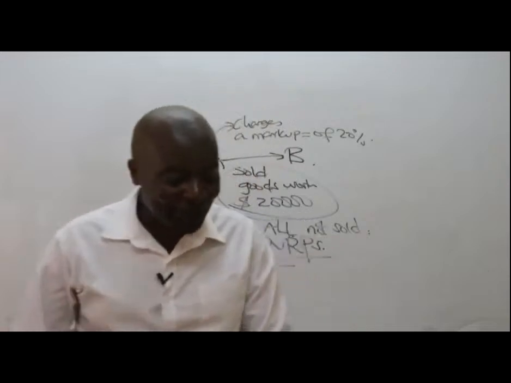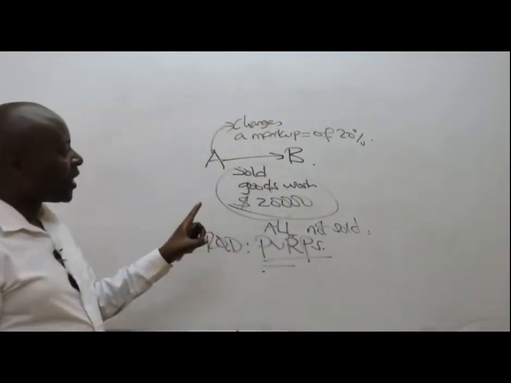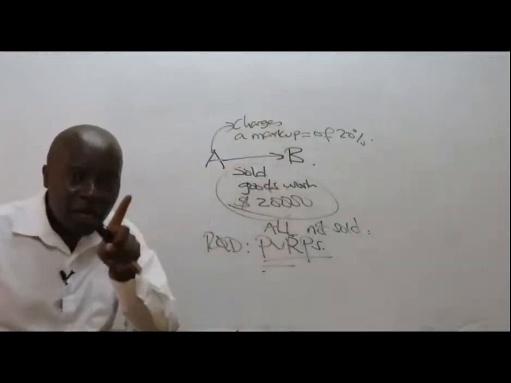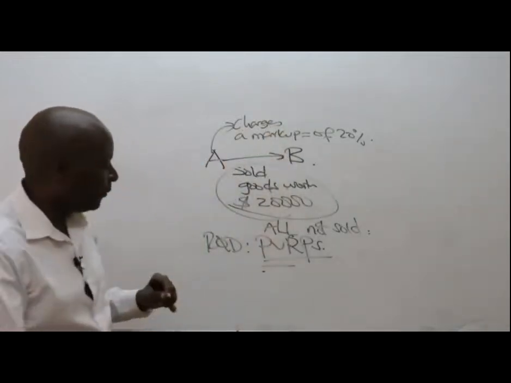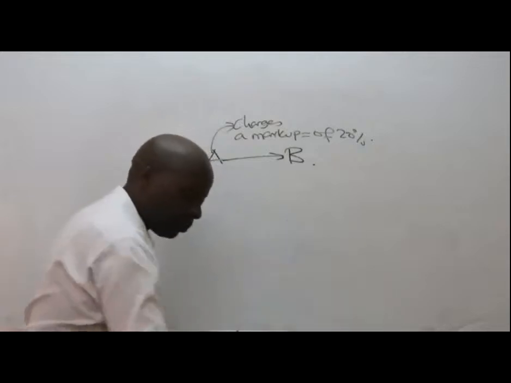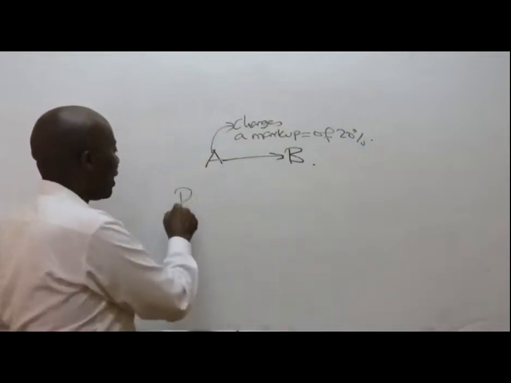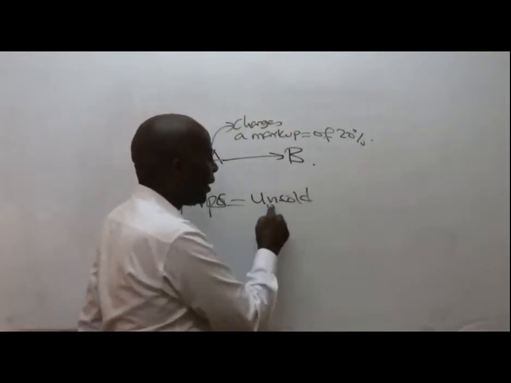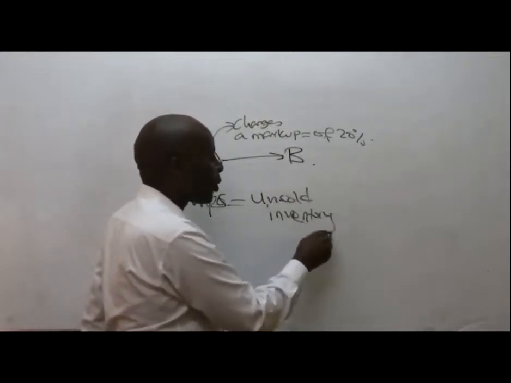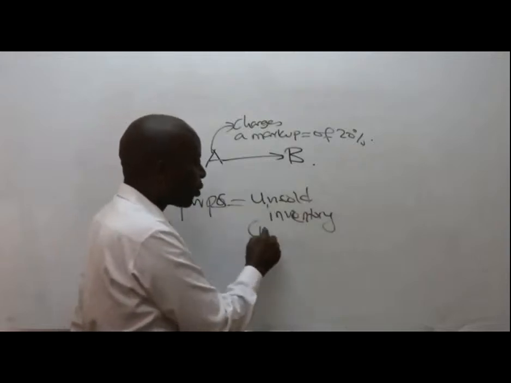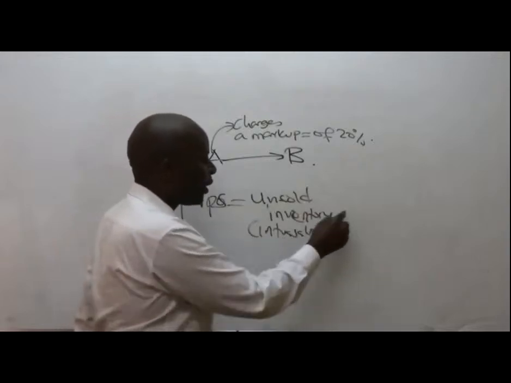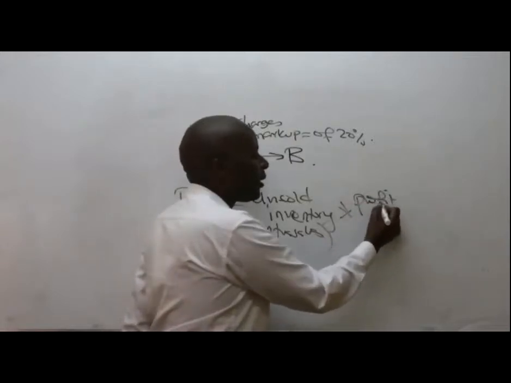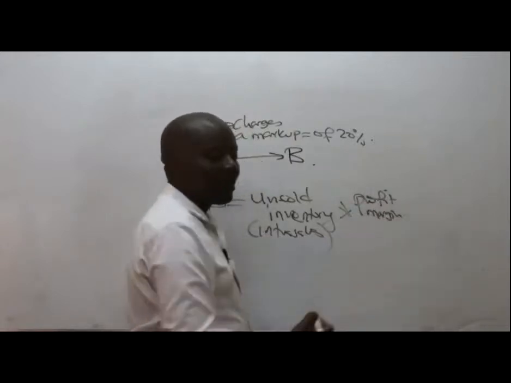But you see, there is something a little bit different. This person has used the word markup. Markup is not the same as margin. Now listen. To get PAPs, we take the unsold intra-sales inventory, times profit margin.